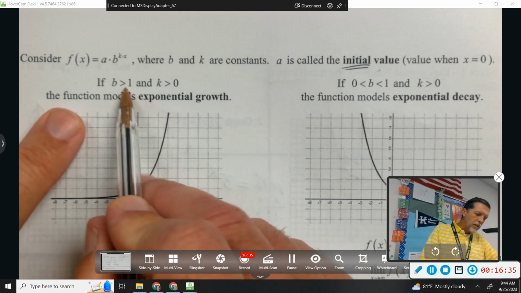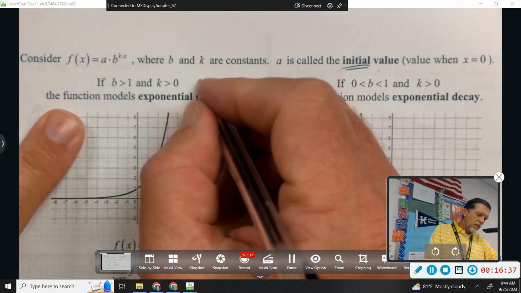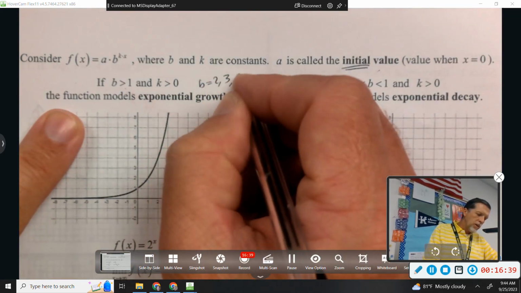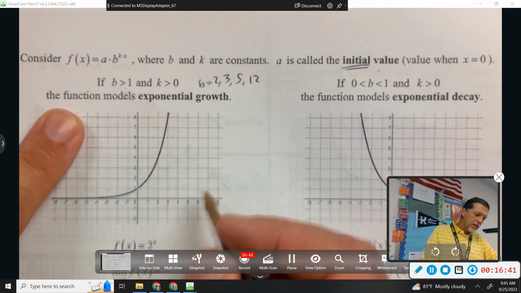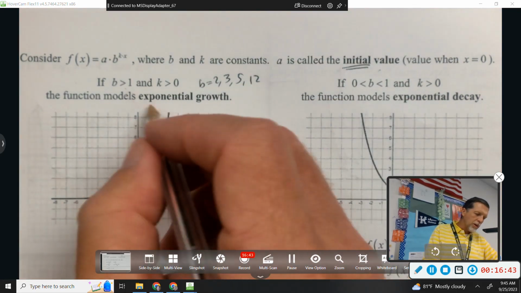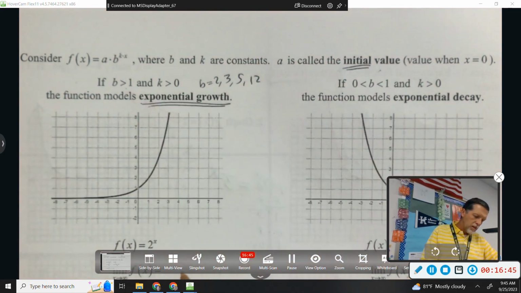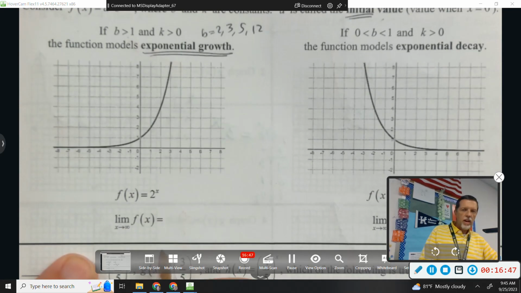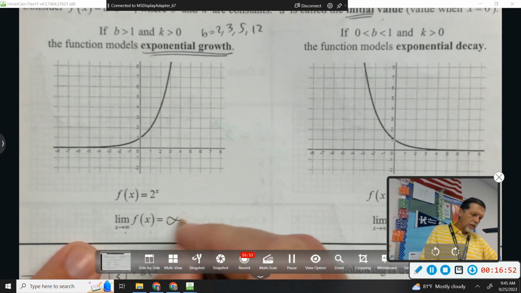If B is greater than 1, so if B is 2 or 3 or 5 or 12, whatever, then we just get bigger and bigger and bigger: growth. And so as x goes to infinity, our function is going to infinity.